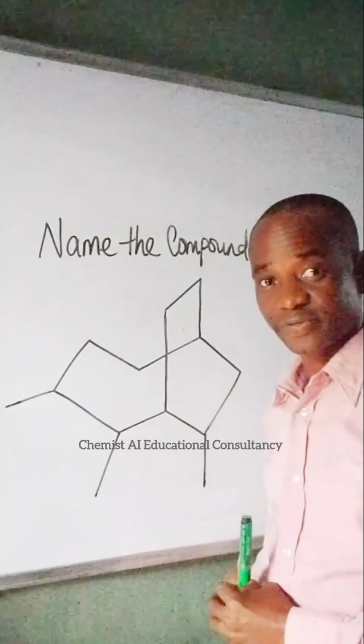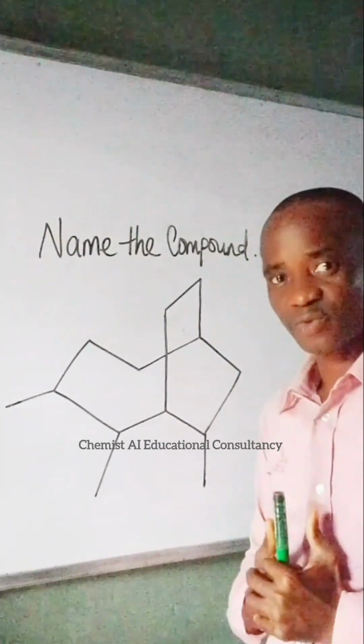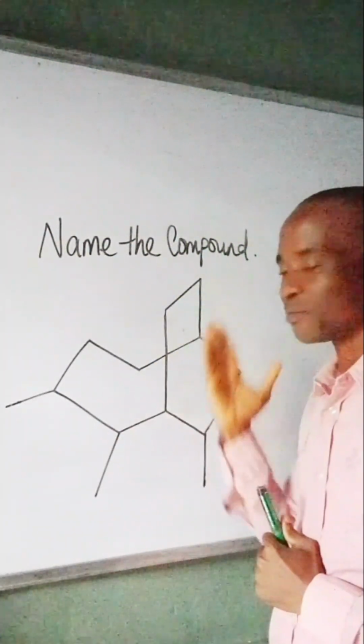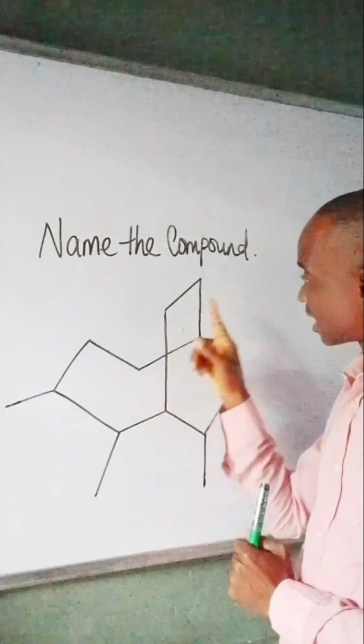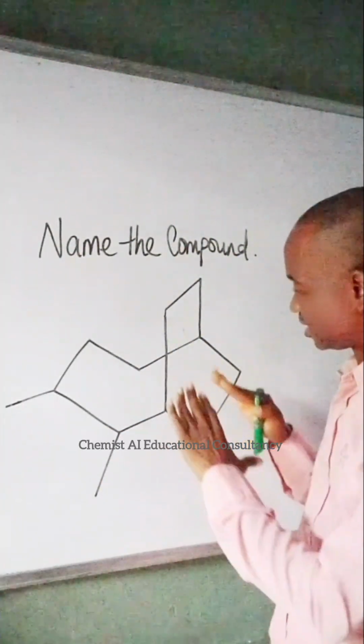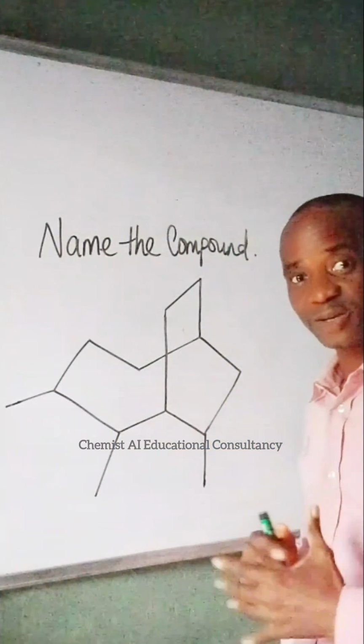Let's assume you saw this in your chemistry exam. What would you do? The question says, name the compound. And looking at this, it is a hydrocarbon with several carbon atoms, and of course, is a cyclic compound. So how will you solve it?